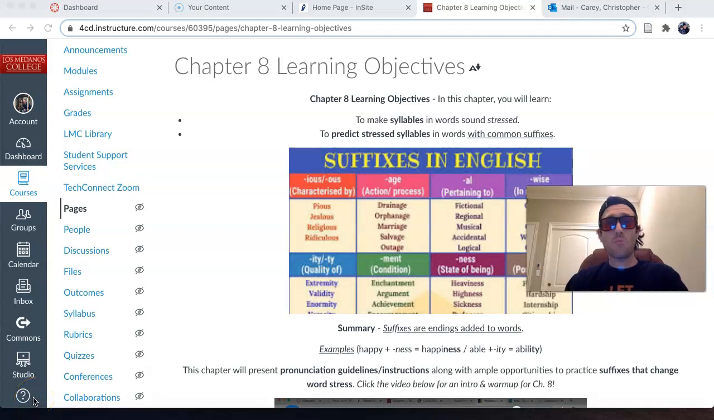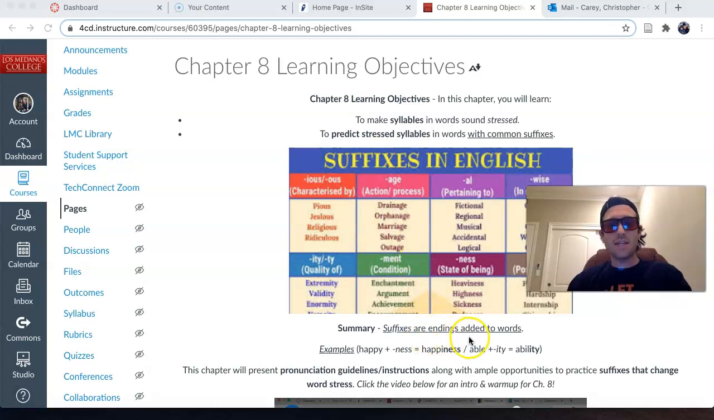Hello everyone and welcome back to ESL Pronunciation and Conversation, ESL 65, and we are on Chapter 8, continuing our lessons on word stress. Last chapter we looked at word stress for nouns, verbs, and numbers, and today we're going to look at word stress as it relates to suffixes.